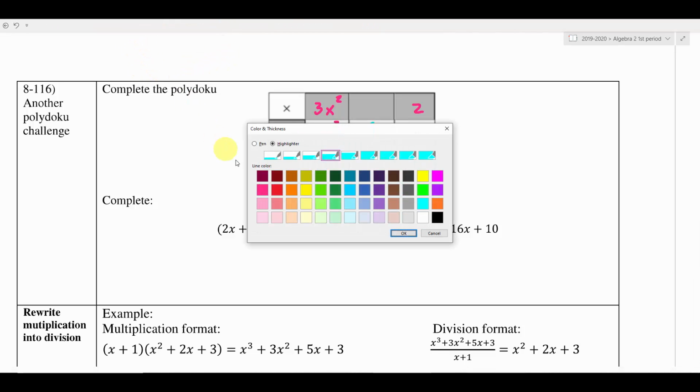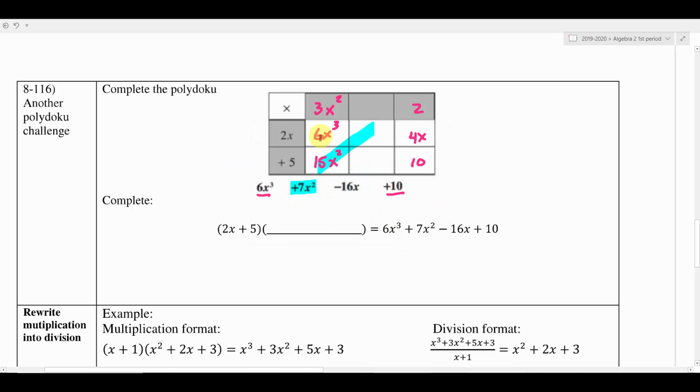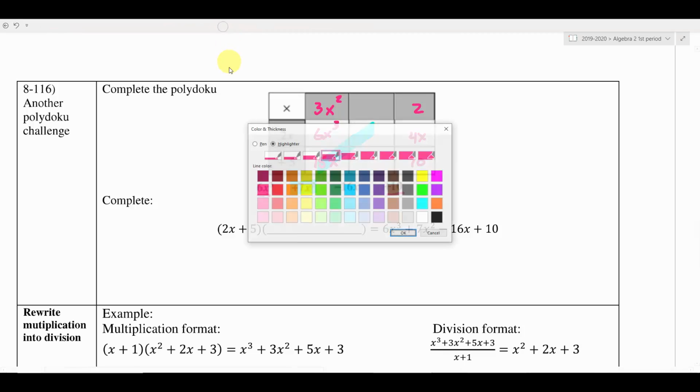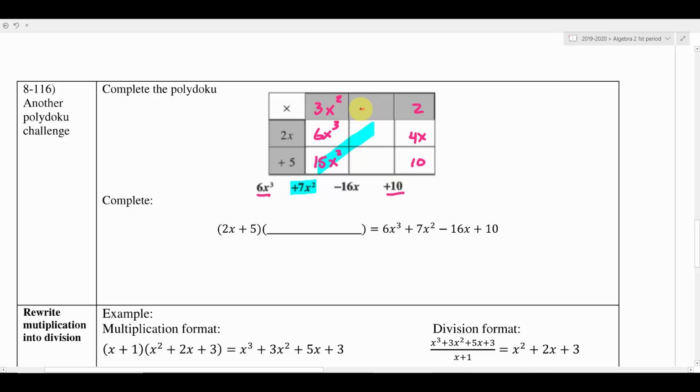So I need to think, what would I add to positive 15 to end up with positive 7? Well, I know I'm going to end up having to take away here. Okay, so I need something that is negative, and it's got to be a negative 8x squared, right? You need a negative 8x squared here. That way when I add those together, I get that positive 7x.